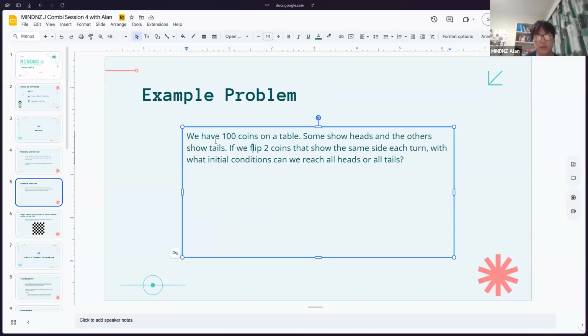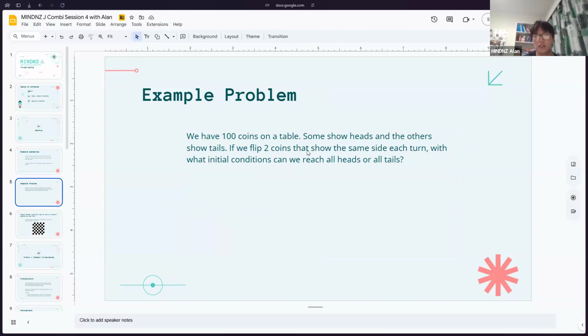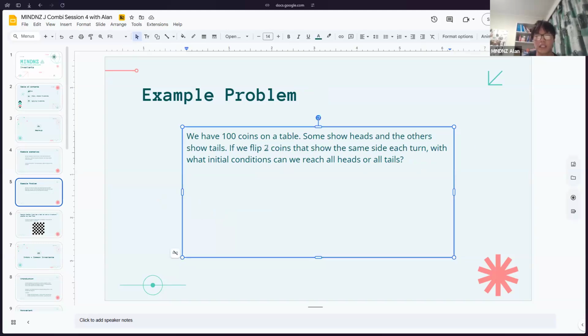So here we have an example problem. We have 100 coins on a table. Some show heads and others show tails. If we flip 2 coins that show the same side each turn, with what initial conditions can we reach all heads or all tails? So whenever we see something changing by 2 or by an even number each time, we should probably recognize even and oddness, or just parity.